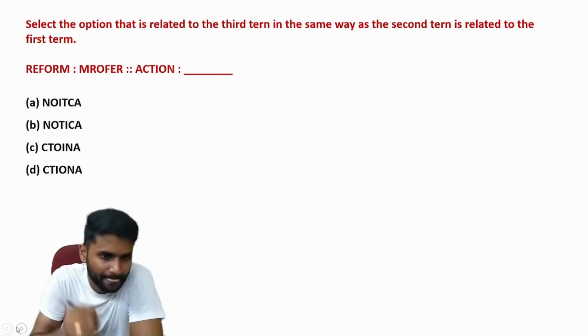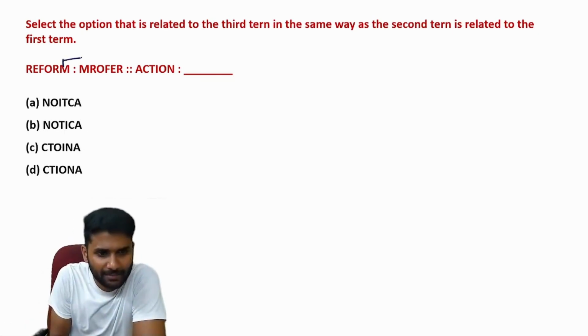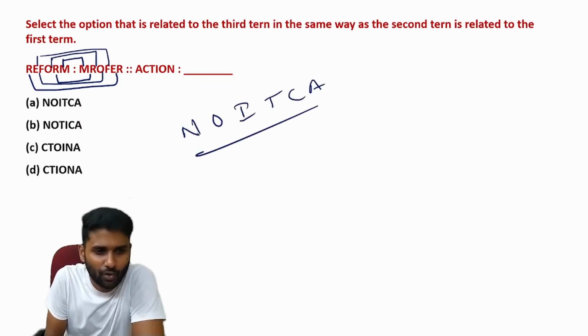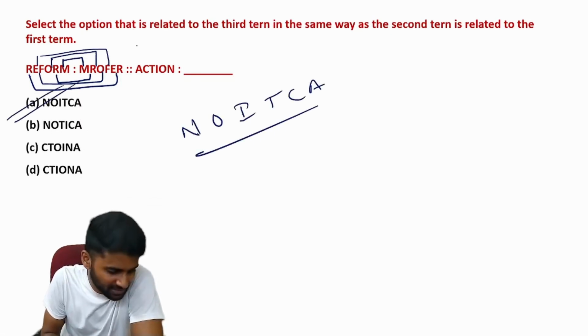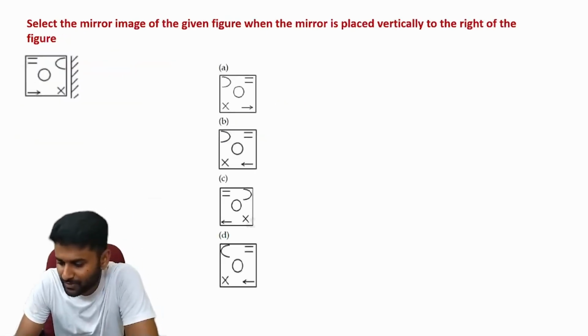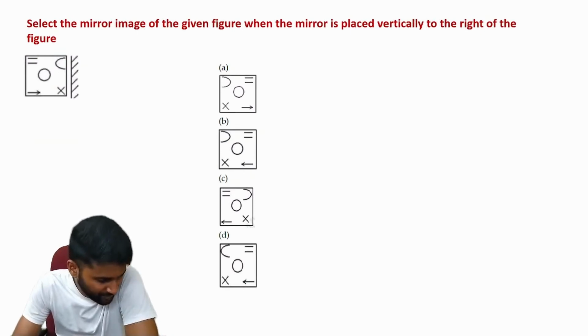Now observe, guys, here M is shifted to the first position, R next, O here, F here, E here, and R here. According to action, the letters in order are N, O, I, T, C, A. So N, O, I, T, C, A. So option A is the correct answer. Very good. Next. Same question from the mirror image concept. Very good, Nana, Sai Chan, Vijaya. Keep going.